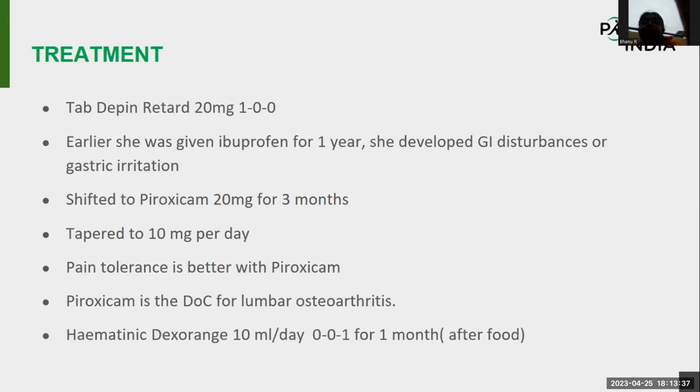Treatment: she being hypertensive, she is on tablet Depin Retard 20 mg OD. Because of the pain, earlier she was given ibuprofen for 1 year, for which she had GI disturbances. So now she is shifted to piroxicam 20 mg for 3 months, tapered to 10 mg per day. Piroxicam is given because pain tolerance is better, and it is also the drug of choice for lumbar osteoarthritis. And because pallor is present and she feels tired, Tex Orange 10 ml per day OD for 1 month after food is prescribed.